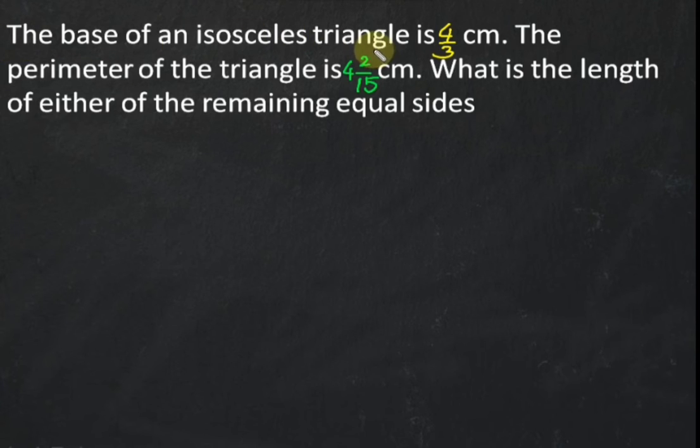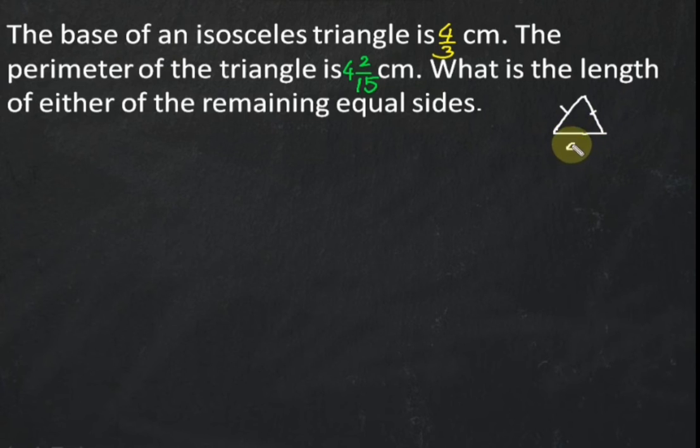The base of isosceles triangle is 4 by 3 centimeter. The perimeter of the triangle is 4, 2 by 15 centimeter. What is the length of either of the remaining equal sides? So यहाँ पे हमको एक isosceles triangle, the name has been specified. Isosceles की property क्या है? Two sides are equal and the other side is not the same.